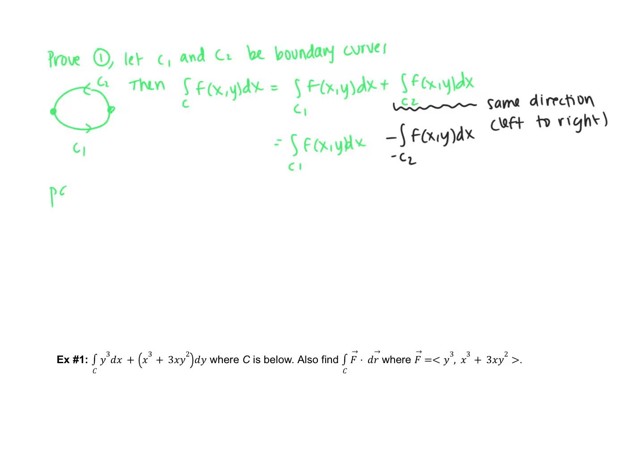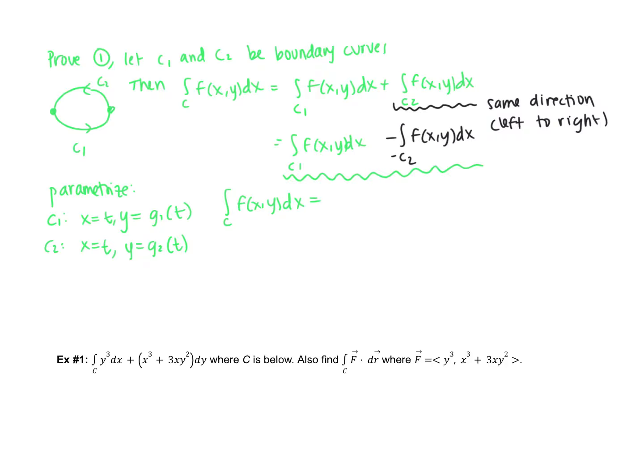Okay, so now at this point, let's parameterize. Our curve C1, x is t, and y is some function of t. And then our curve C2, x again is going to be t, and y again is going to be some function of t. This is just following the picture on the previous page. So this line integral of f(x,y) dx, rewritten using our parameterization, t going from a to b, is the integral of f(t, g1(t)) dt, subtract the integral from a to b, because we reversed directions so now our bounds on t are the same, of f(t, g2(t)) dt.